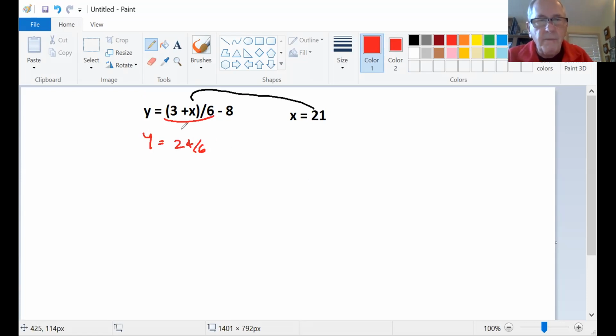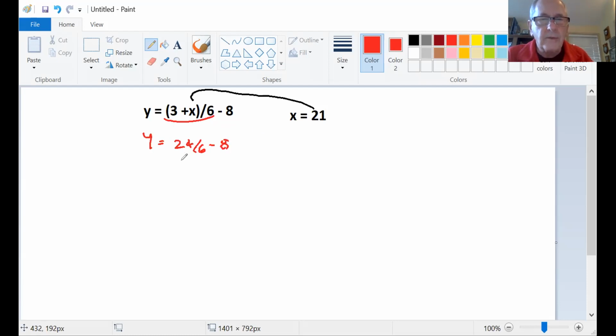Because remember what you do. You do everything in parentheses first, then you do multiplication and division, then you do addition and subtraction, and you go from left to right. So we did what's in parentheses first, we got 24. We don't have any multiplication, but we have division. So we have to divide this 6 into this numerator here. And then we'll do the addition. So it looks like this, okay?